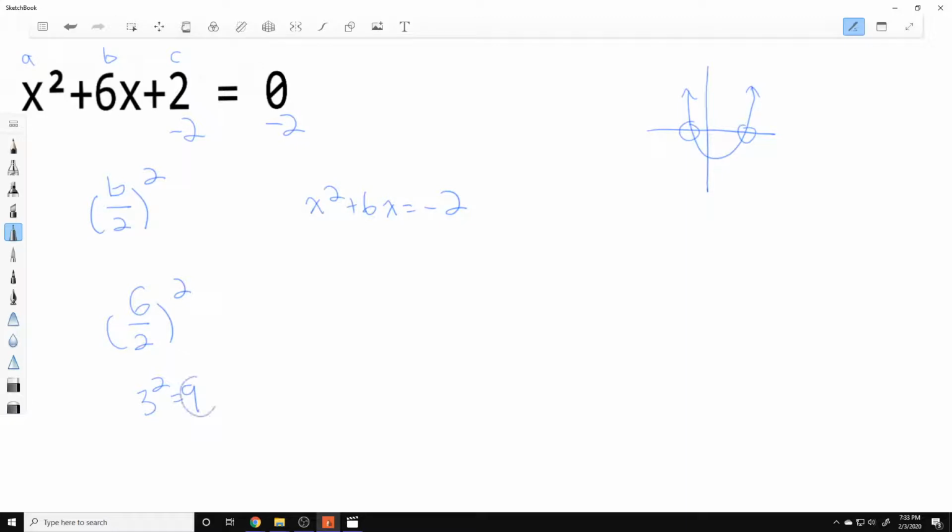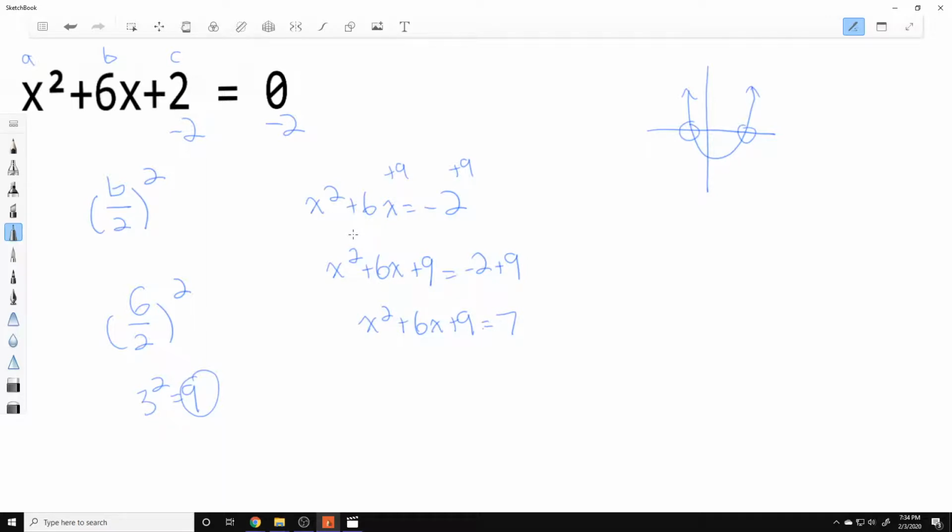And then we take this number and add it to both sides of this equation. So then we get x squared plus 6x plus 9 equals -2 plus 9, which is equivalent to x squared plus 6x plus 9 equals 7, because -2 plus 9 equals 7.